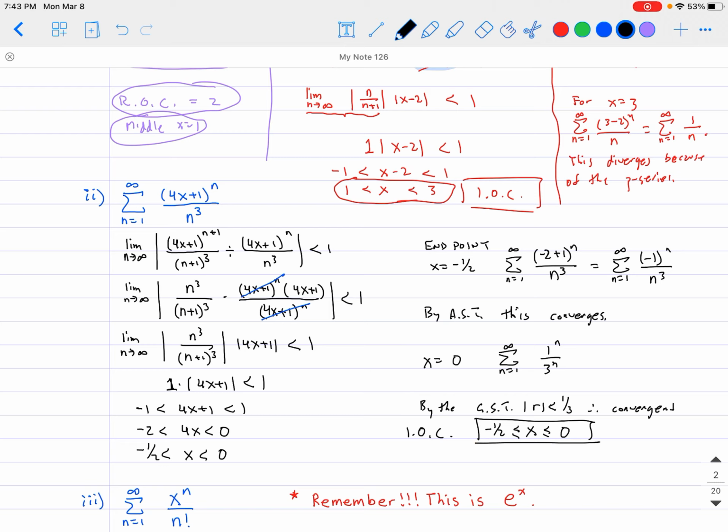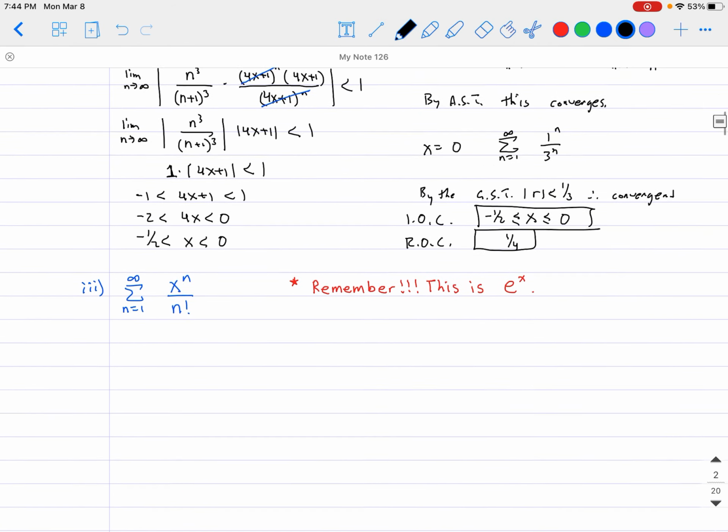So there it is. And if you're thinking about what's the radius of convergence, well, again, look at where the middle of that is, which is going to be 1/4. And then from there to the endpoints, you're going to have to add 1/4 or subtract 1/4. So the radius of convergence is going to be equal to 1/4. Okay, all right. Now here it is.